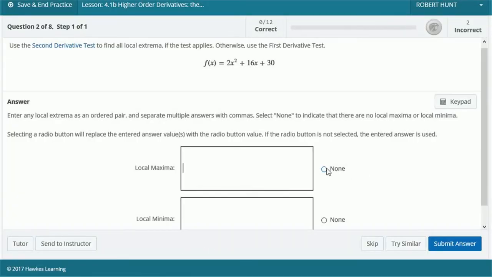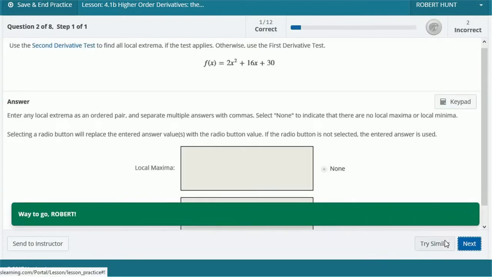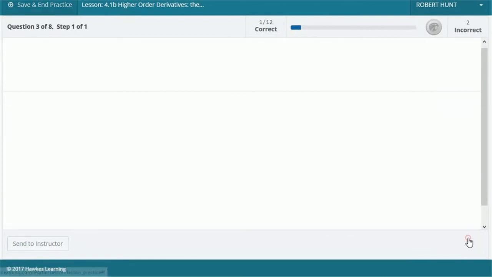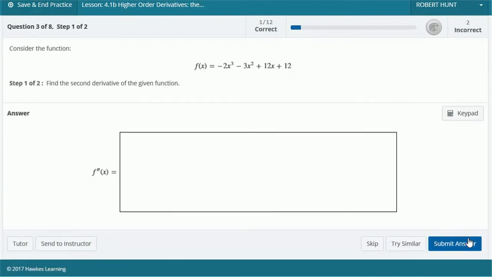Again, no local max, and local min was -4, -2. And let's go ahead and submit. Alright, there it is. Okay. Let's take another one.